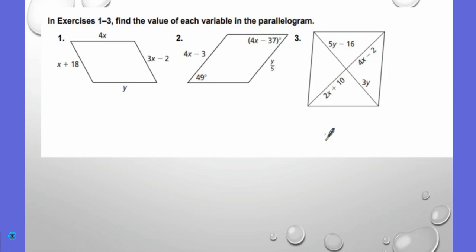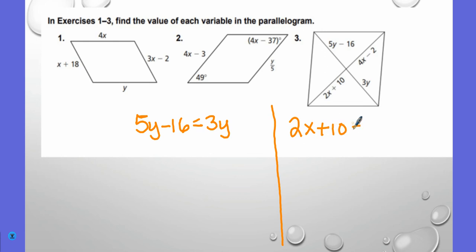It says the diagonals bisect each other, so that means this side equals this side, and this side equals that side. Okay, and this would be considered a midpoint there. All right, so I'm going to set up these two equations. So 5y minus 16 equals 3y, and then we have 2x plus 10 equals 4x minus 2.